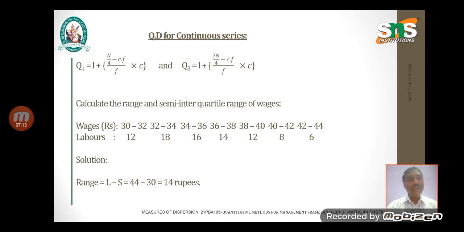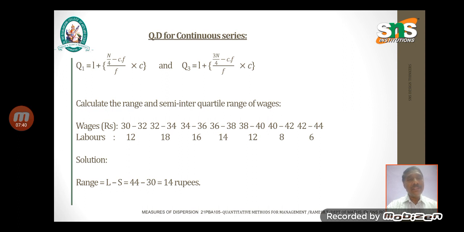Next, we calculate quartile deviation from the continuous series. So how do we calculate the first quartile? If it is a continuous series, the first quartile is L plus (n by 4 minus cumulative frequency) divided by frequency into C. And for the third quartile, it is L plus (3 times n by 4 minus CF) by F into C. So take this problem: calculate the range and semi-interquartile range.